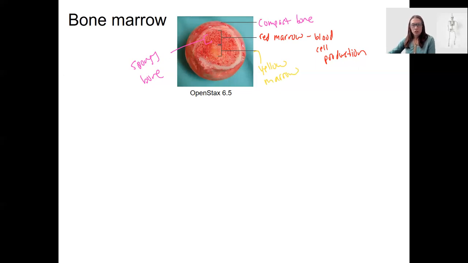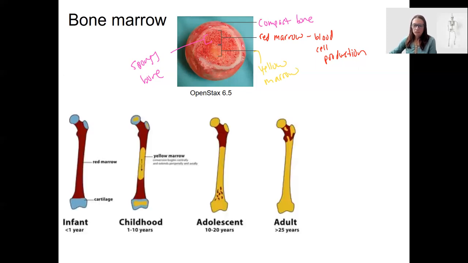And the composition of these different components changes throughout development. So I'm going to show you a picture of that. Here on the left is an infant, less than 1 year old. Basically, the long bone is filled with red marrow. Even that medullary cavity all throughout the diaphysis. As childhood and then adolescent period comes about, the yellow marrow starts to take over that. So it starts to take over both at the epiphyses and at the diaphysis.